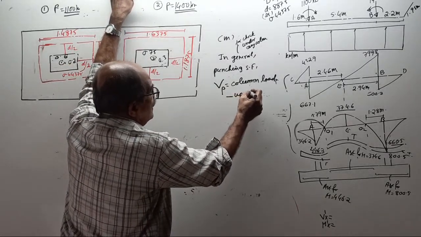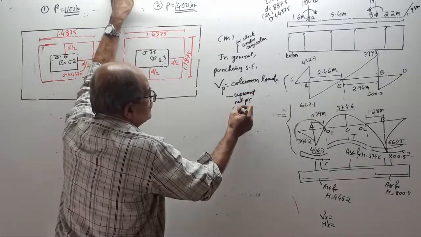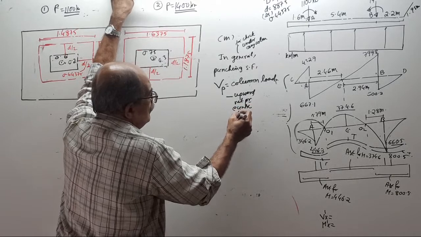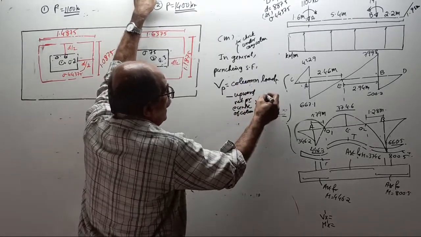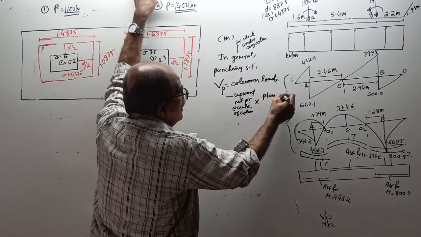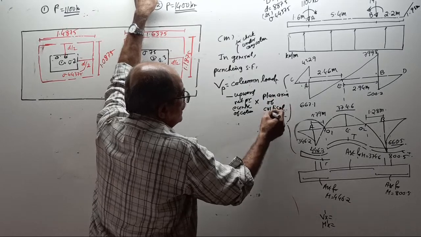Minus upward pressure, upward net pressure at center of the column, multiplied by what? Plan area of critical section. Correct? Critical section.